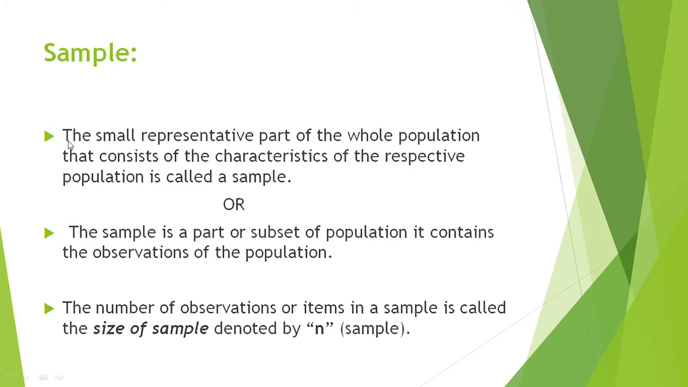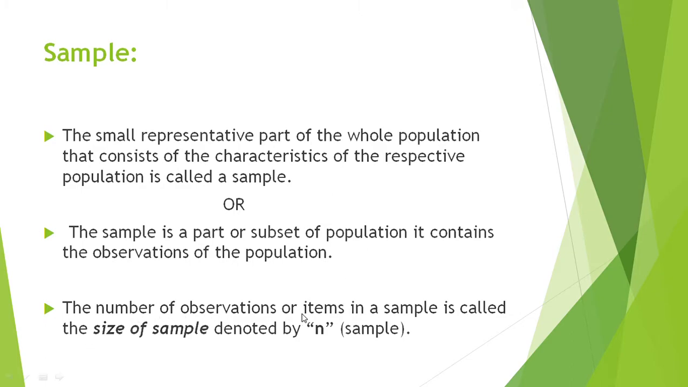Then you have sample: a small representative part of the whole population that consists of the characteristics of the respective population is called a sample. We say that it is a subset of the population. It is taken from the population and it represents the population, but it is not the whole population. It's just a small part of that population.